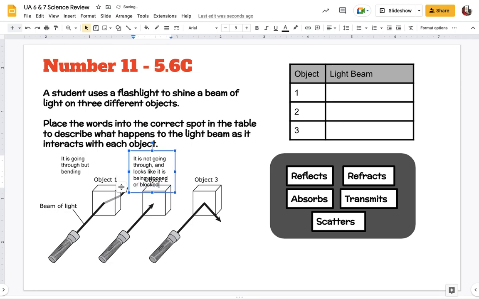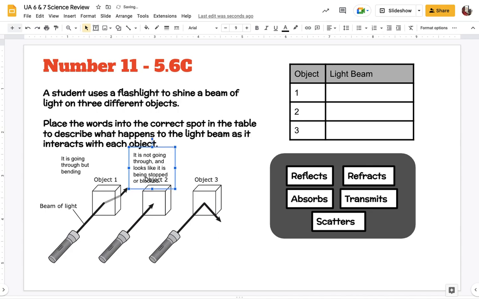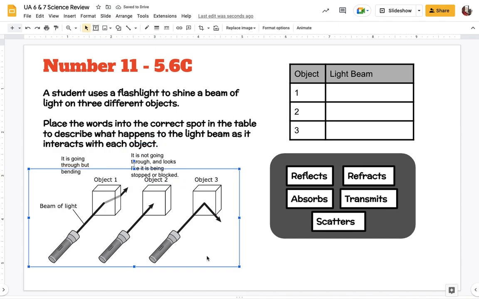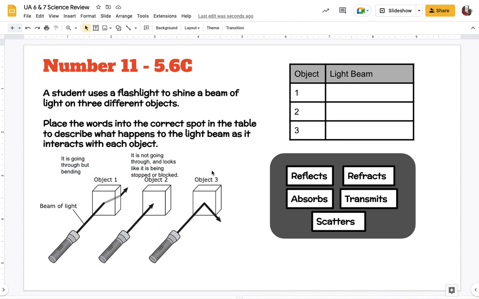Yes, I know y'all can't see. Hold on just a second so I can scooch it up and maybe scooch it over a little bit. There we go. So I see it's not going through and it looks like it's being stopped or blocked on number 2. And then if we look over here at object 3, ooh, object 3 isn't going through either, but it is bouncing off. And I know that one pretty well. I think you guys probably know that one really well by this point.